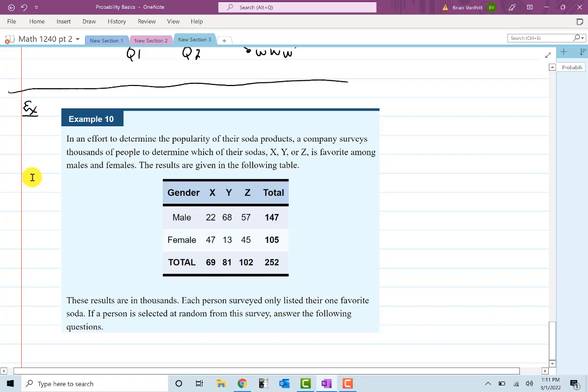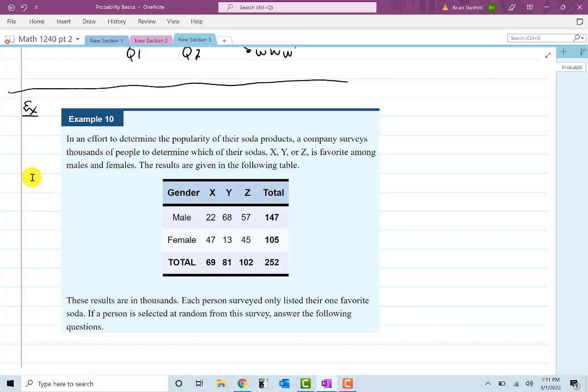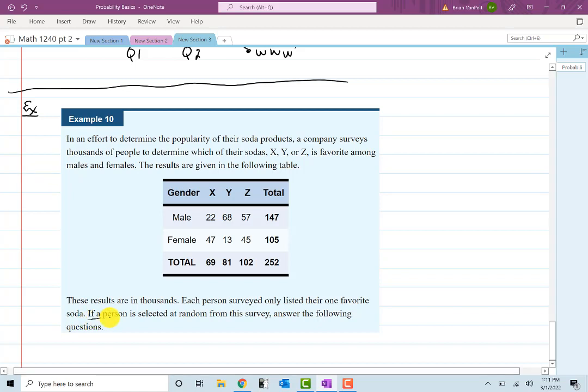As far as you're concerned, a person liking one drink or another is a 50-50 shot. So you don't know whether they're going to like one more or less than the other before you ask. So these can all be considered part of the same types of problems that we've been doing. Now, let's take a look. If a person is selected at random from the survey, answer the following questions. A, what is the probability the person was female?